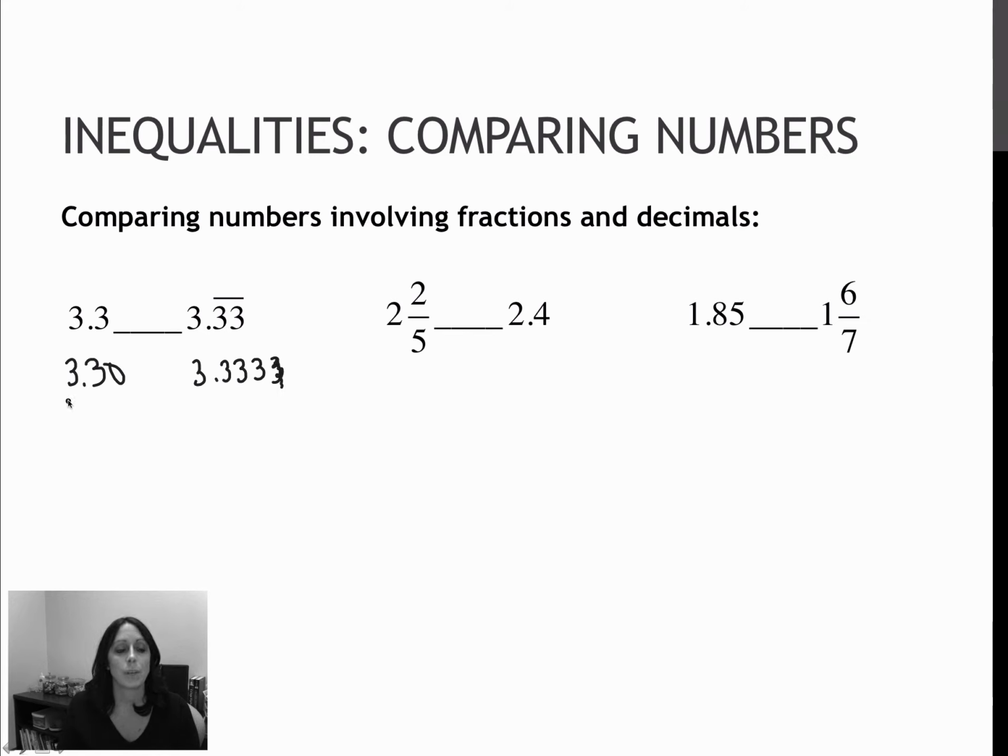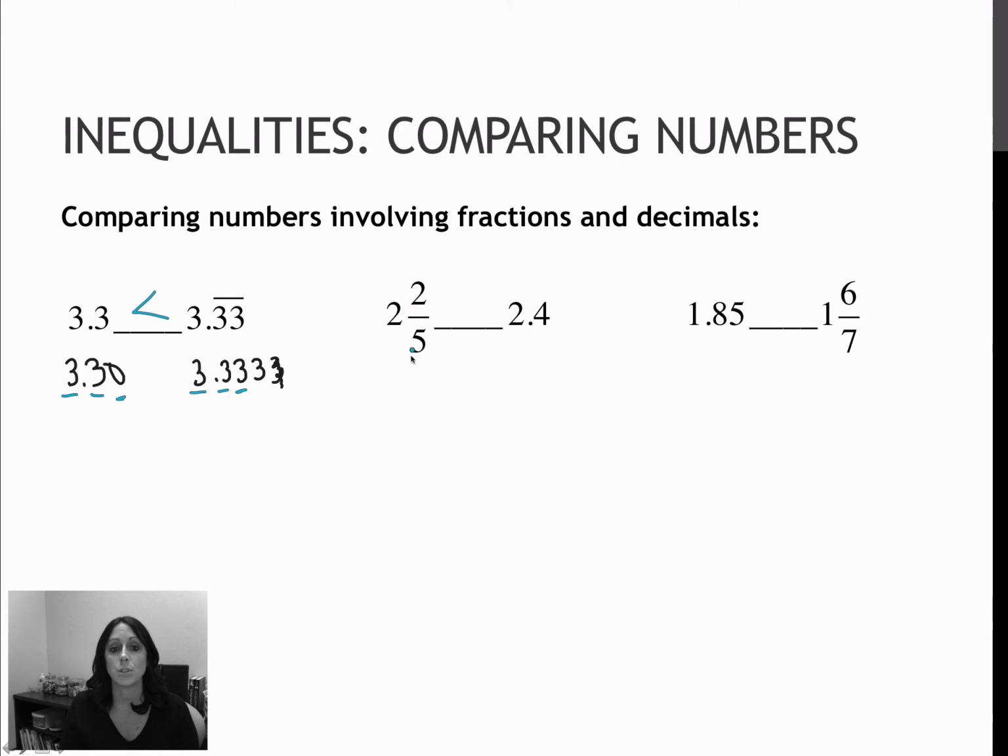So here what I'm going to do is compare the 3 with the 3, and those are the same. And I'm going to pair the 3 with the 3, and those are the same. And then I'm going to compare the 0 with the 3, and here's where I can see a difference. This 3 is bigger than this 0, and so my answer is less than. 3.3 is less than 3.3 repeating.